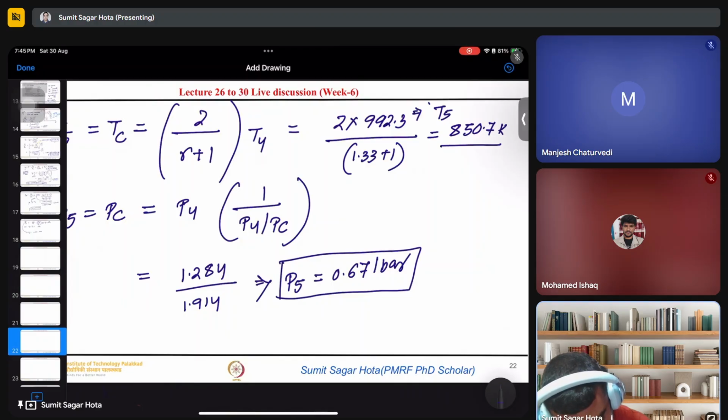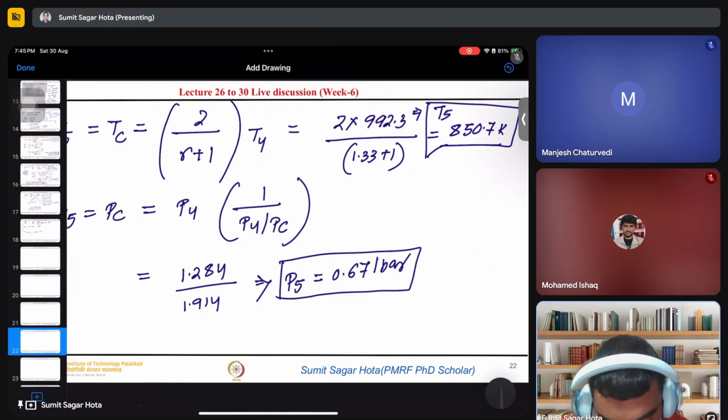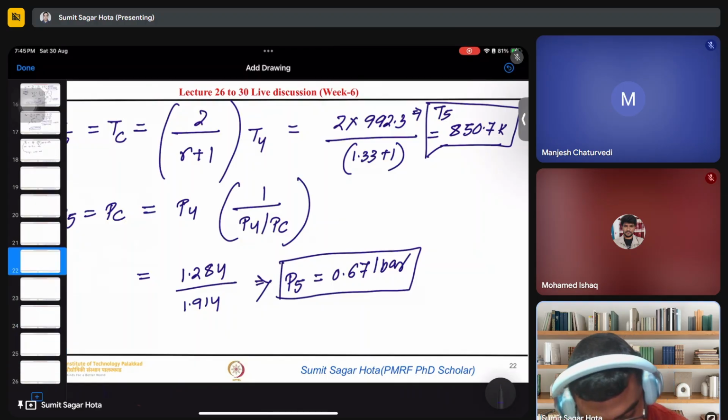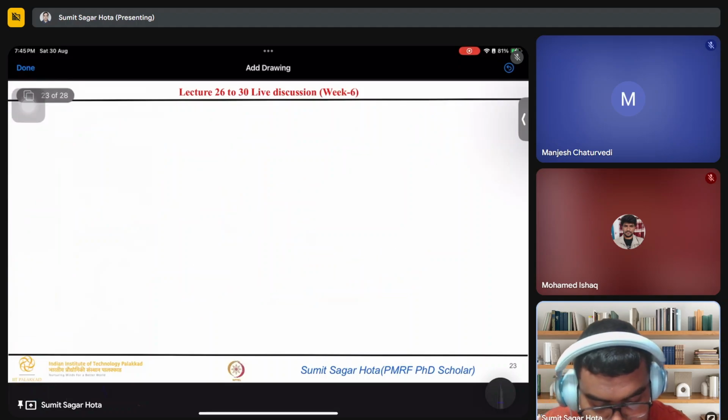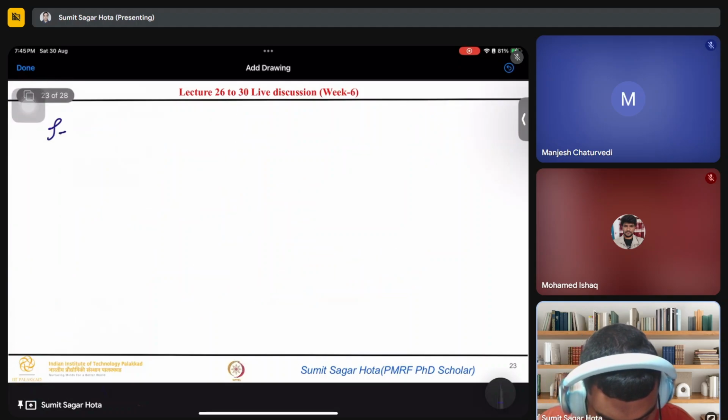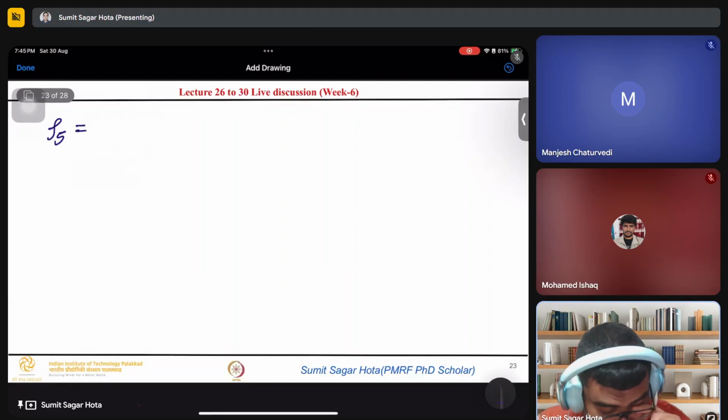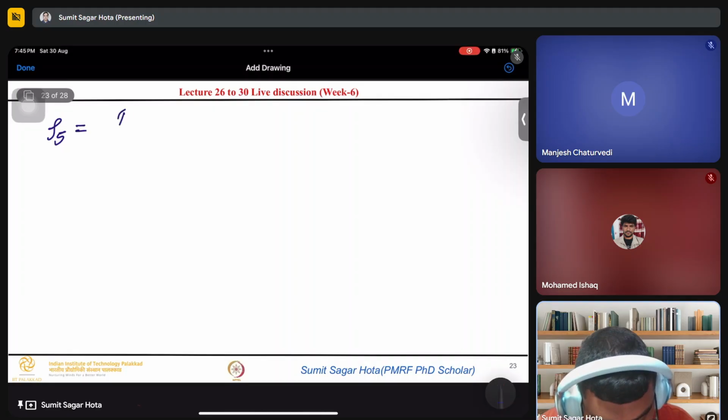You have T5, you have P5, so we have everything now. Just one thing we need, that is the density, rho 5, because now it's at the nozzle which is near the ambient condition. We can now apply the ideal gas equation: rho equals P by RT, which is Pc by R Tc.